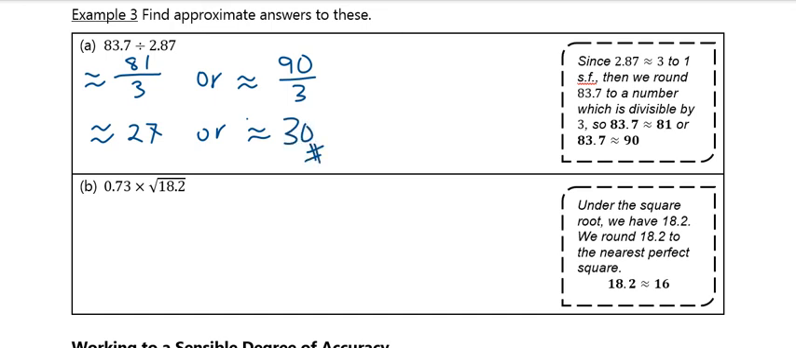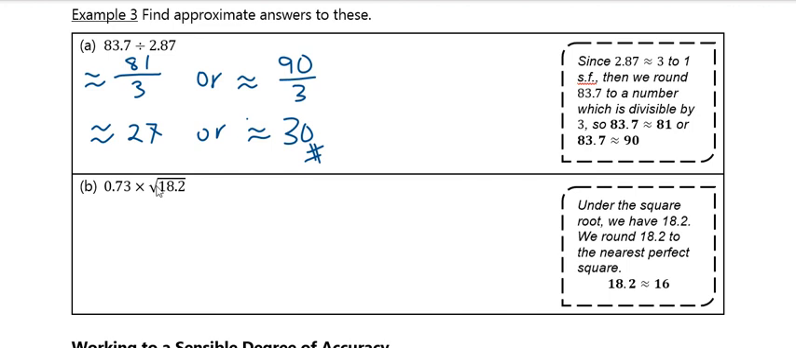Okay, but here let's choose this one, because when you calculate 83.7 divided by 2.87 by calculator, this answer will be nearer to the actual answer. So we will use 30.